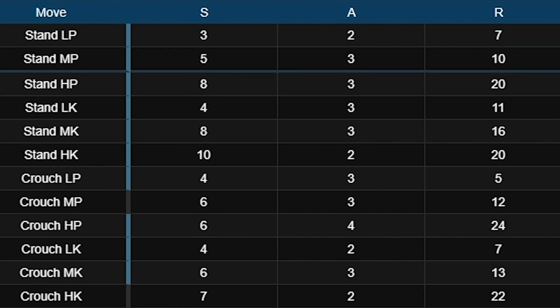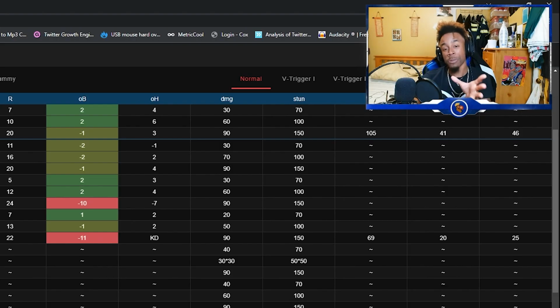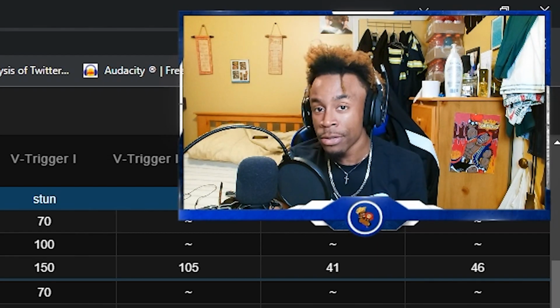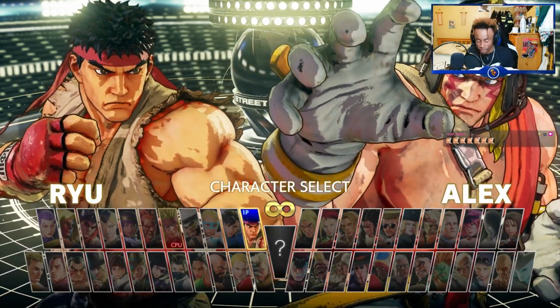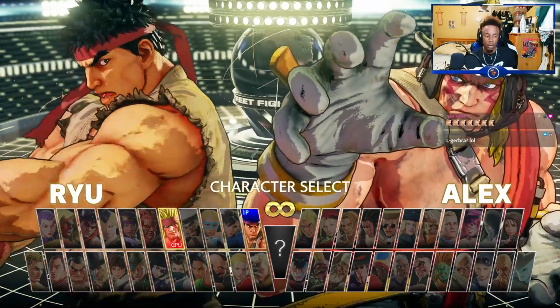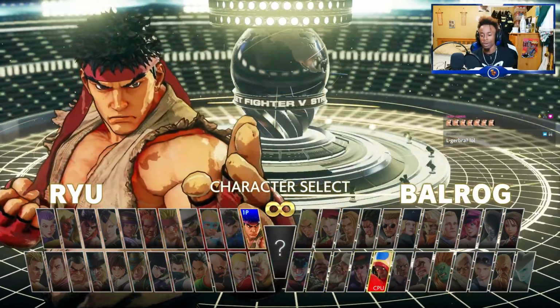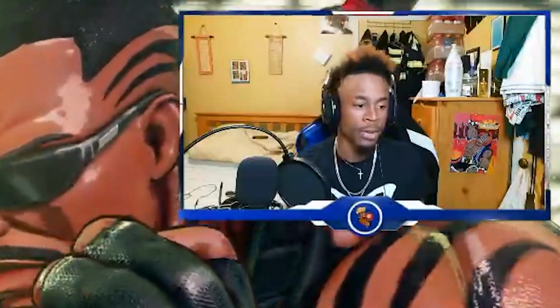Keep that in mind. Let's say I want to look at standing medium punch with a 2-frame advantage. On its own, it's a 5-frame startup. With this being the second button, it's going to come out 2 frames faster, meaning it comes out on the 3rd startup frame. So if I take this into training mode, pick Ryu, and go against Balrog, who has a 3-frame, we can lab this real quick.